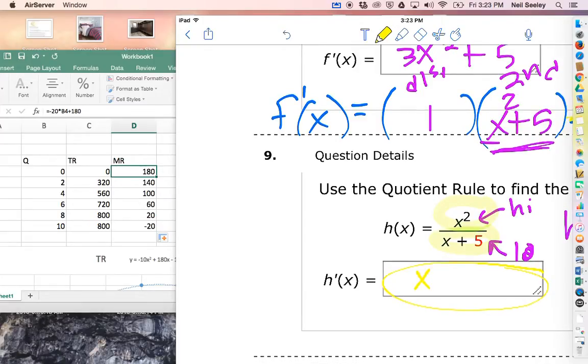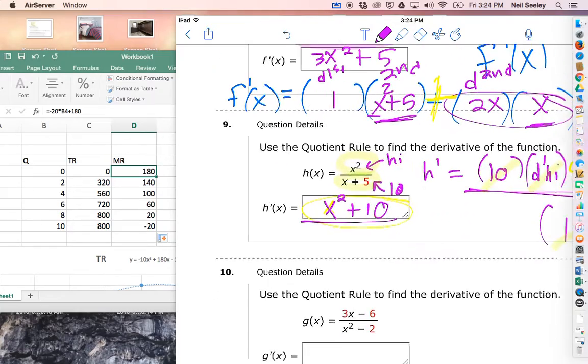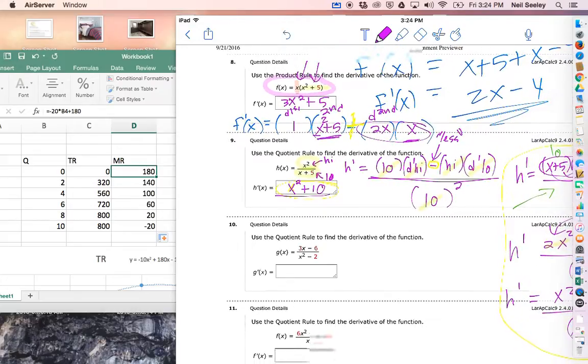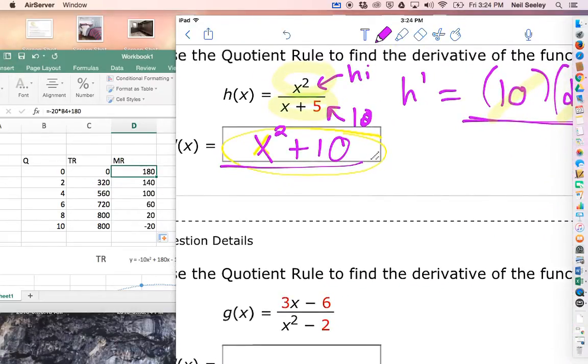You wouldn't want to make a rule, like some shortcut to the quotient rule. Don't go for a shortcut. It is long. It takes all those steps: low d high less high d low over the square of low, here we go. Don't shortcut it in any way. You'll end up with something that's inaccurate, but you've got to go through that process.